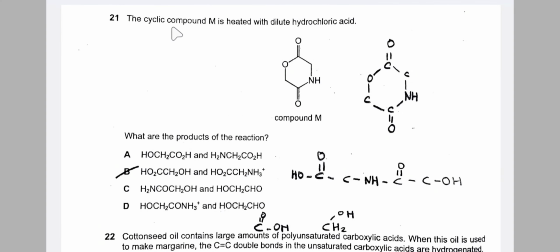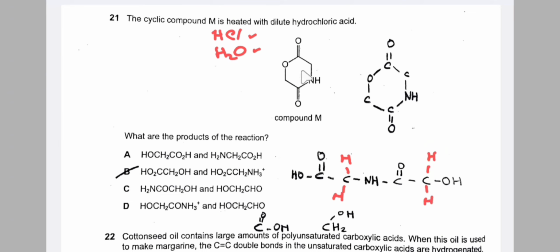Question number 21. The cyclic compound M is heated with dilute hydrochloric acid. What are the products of the reaction? So it is heated with dilute hydrochloric acid. That means HCl is present. Also water is present. As HCl and water are present, it is an acidic hydrolysis reaction, and this ester is hydrolyzed to form this compound. So this is the compound that is formed after the hydrolysis of the ester.